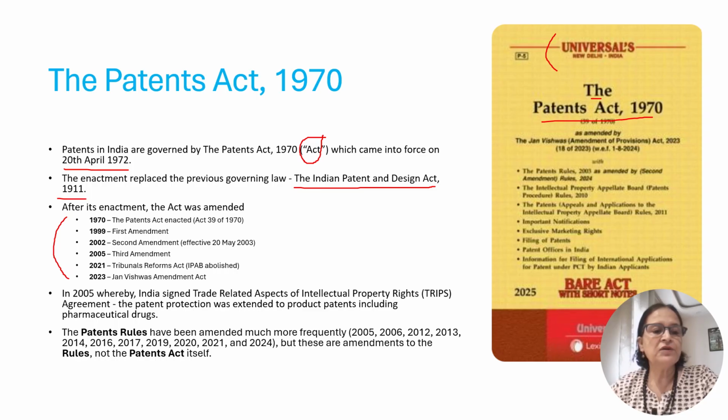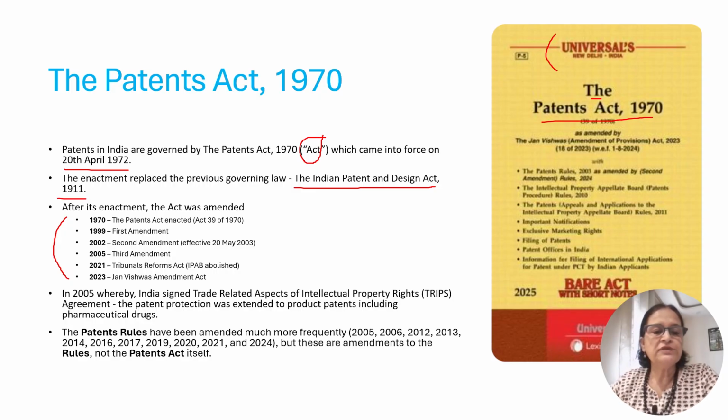In 2005, a major amendment was done when India signed the TRIPS agreement, Trade-Related Aspects of Intellectual Property Rights, and then patent protection was extended to product patents, including pharmaceutical drugs. Before 2005, we had only process patents in the country, but after India became compliant to the TRIPS agreement, we started granting patents on products as well as processes.